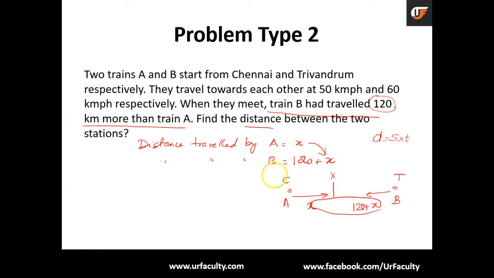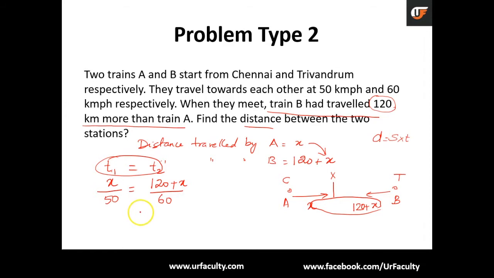Since time is a constant here, all that we have to do is distance traveled by A, x, by the speed at which it traveled, 50, is equal to distance traveled by B, 120 plus x, by what is the speed? 60. These two quantities are same. Why? Because if we say it is T1 and this is T2, they start at the same time and meet at the same time. So T1 is actually equal to T2 here. So these two values are same. Once you arrive at this equation, it is very simple.